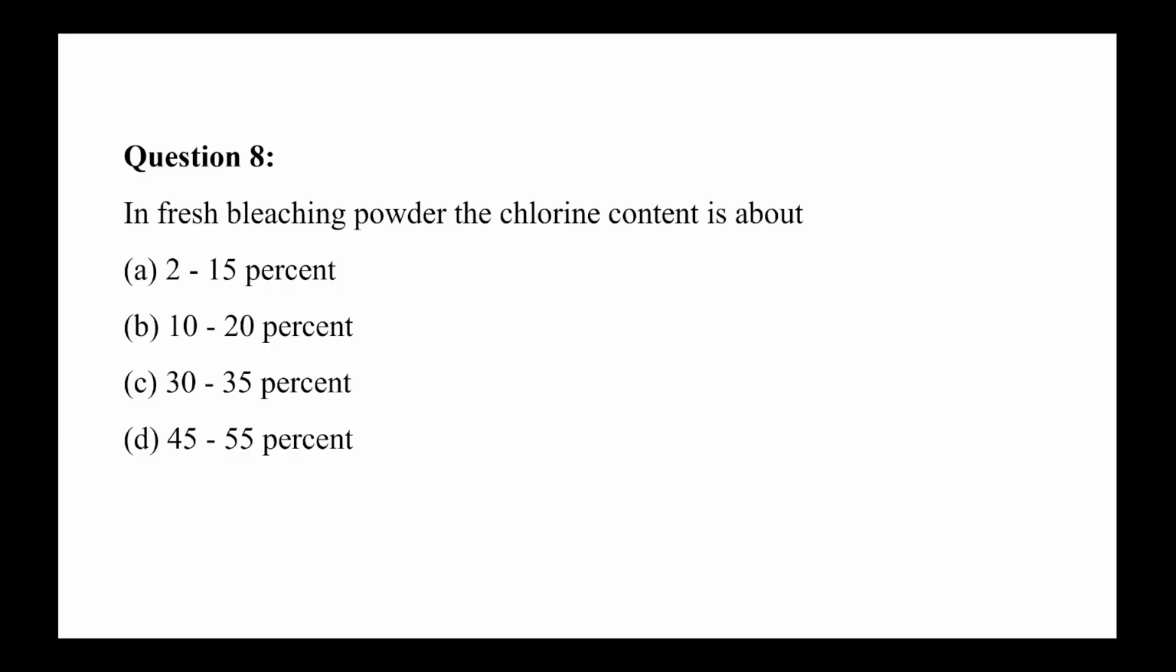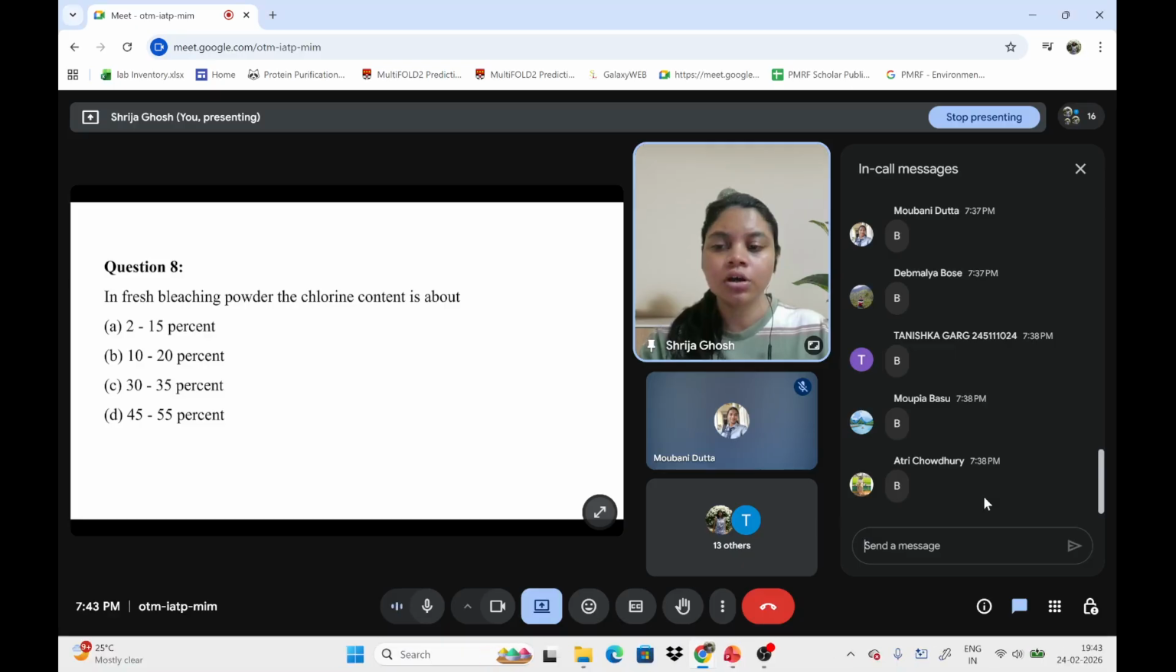In fresh bleaching powder, the chlorine content is about option A, 2 to 15%, option B, 10 to 20%, option C, 30 to 35%, and option D, 45 to 55%. Write your answers in the chat box.